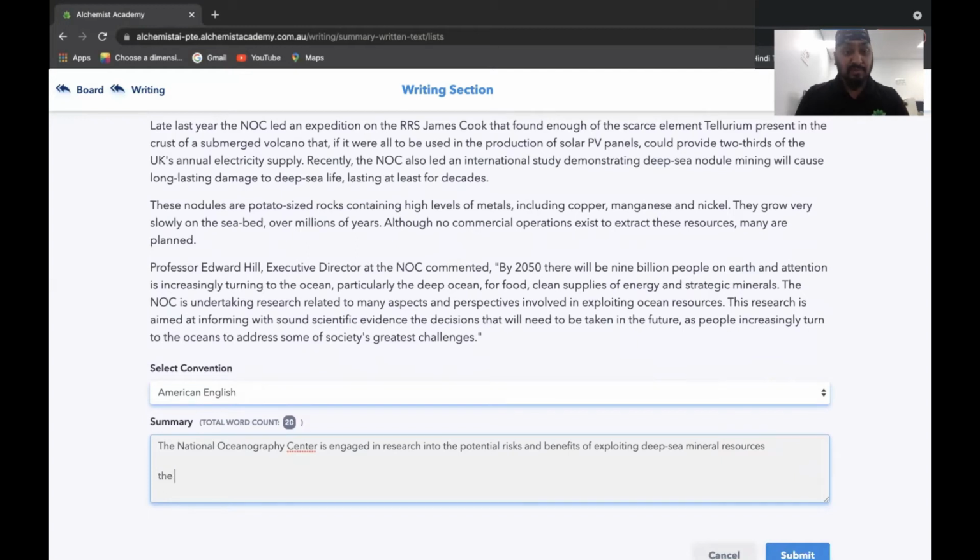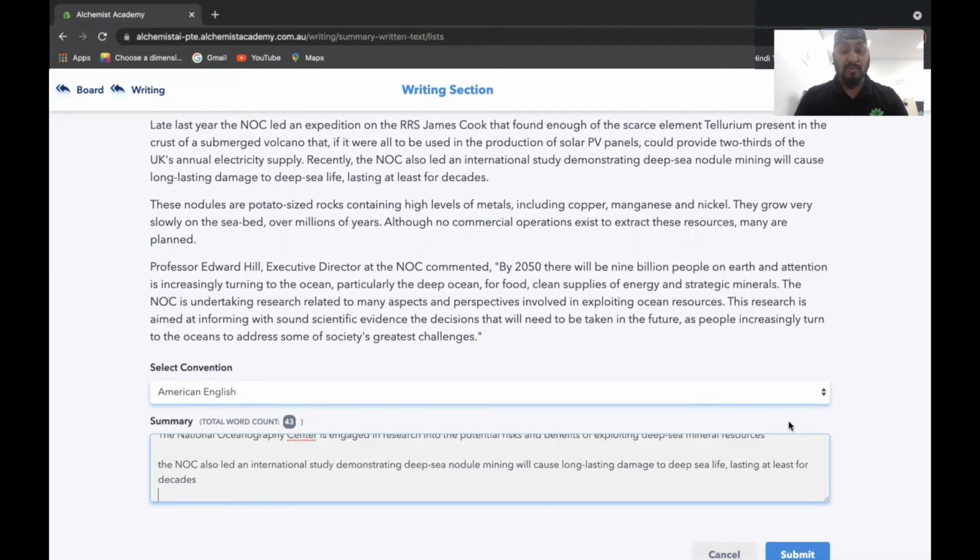So we can just simply write the NOC also led an international study demonstrating deep sea nodule mining will cause long lasting damage to deep sea life, lasting at least for decades. Okay, let's move on to the next one.